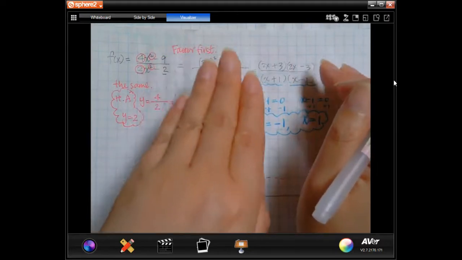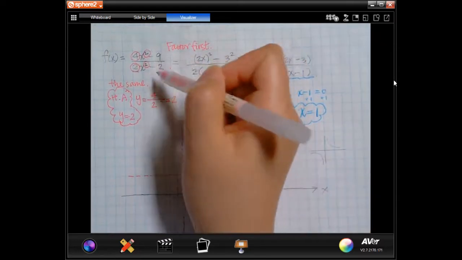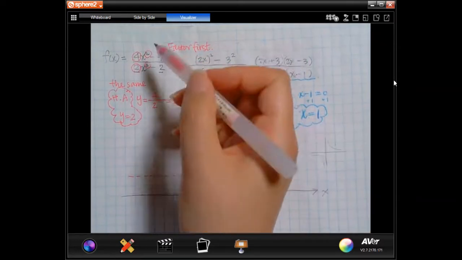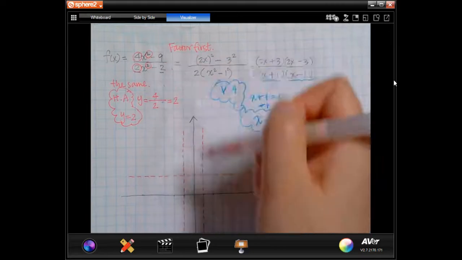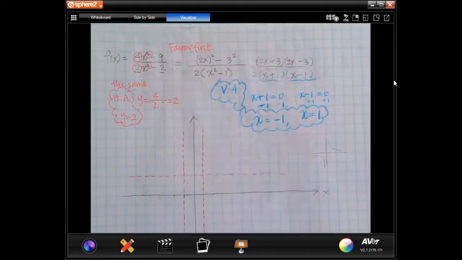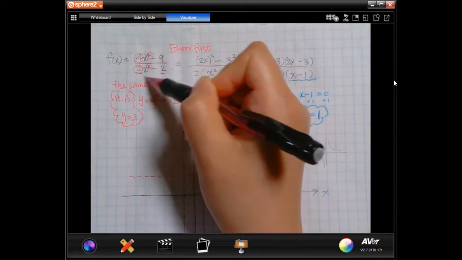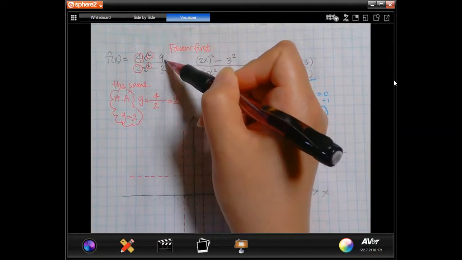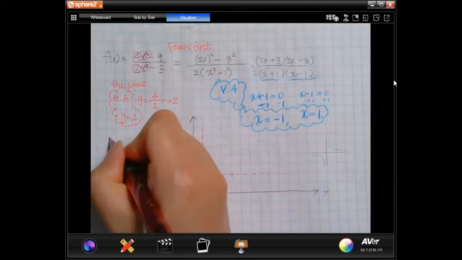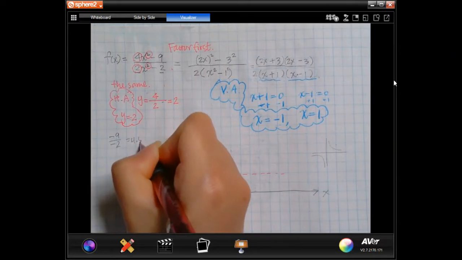Up to you. It should give you the same result anyway. So then I will just use the original before the factor to get the y coordinate. So if I use 0, then 0 goes in here. It's gonna make the first term 0. So then that's simply -9 over -2, which is 4.5.